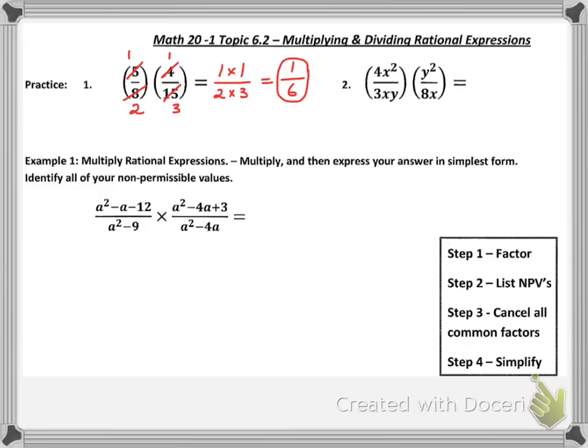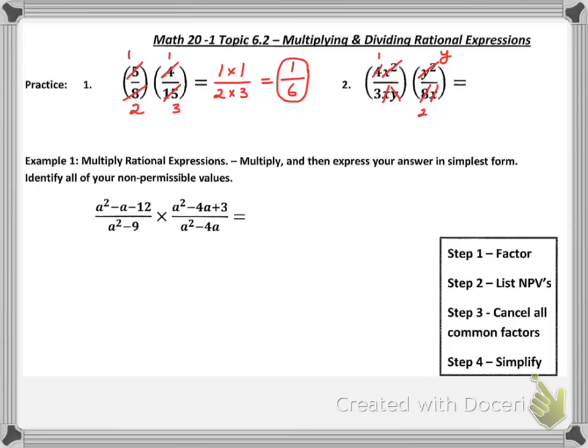In example number 2, practice 2, I have a 4 on the top and an 8 on the bottom. So I'm going to divide 4 into 4 once, 4 into 8 twice. Now I have an x squared on the top, and I have an x times another x on the bottom. So I'm going to cancel the x times x on the top with an x times an x on the bottom.